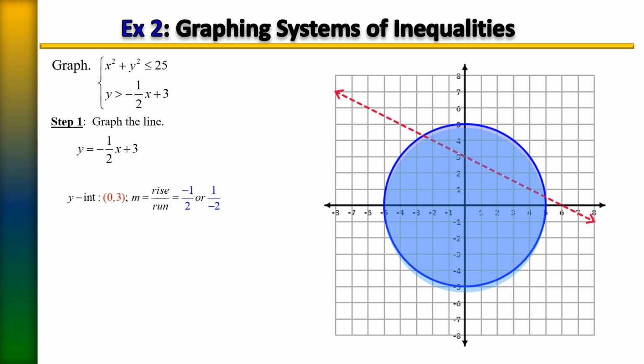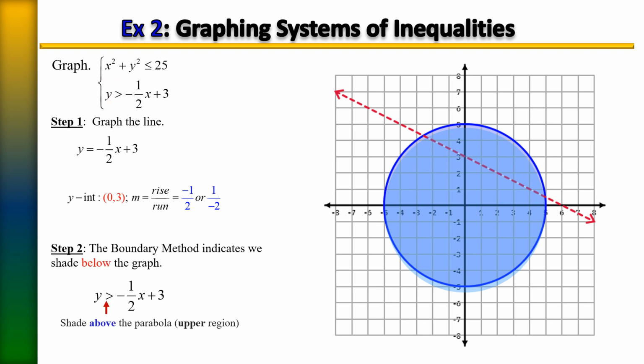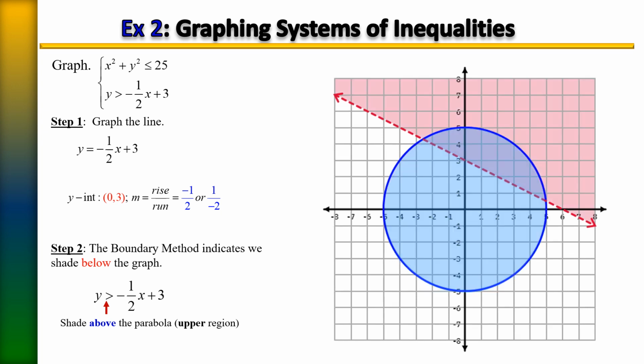So now that we have our graph, we have to determine, am I going to shade the upper region of that red line or the lower region of that red line? Well, because it is solved for y, we can use the boundary method. Remember, when you have y is greater than, that means you're going to shade the upper region. So we can go ahead and proceed with shading that area. And there you have it.